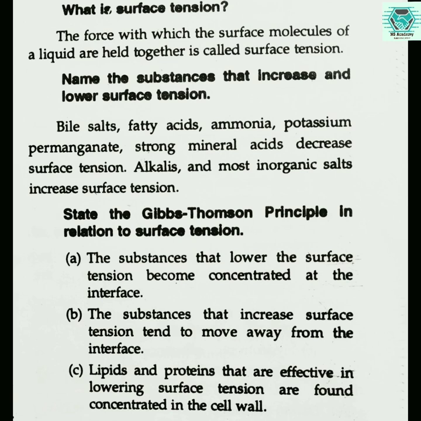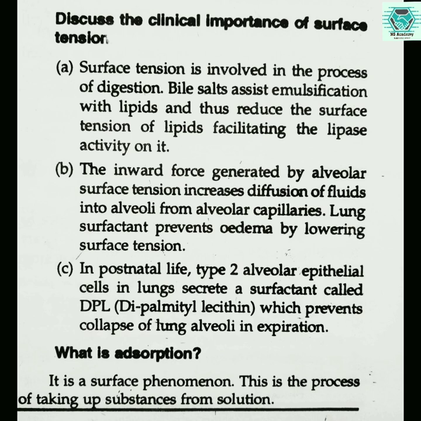The substances that lower the surface tension become concentrated at the interface. Discuss the clinical importance of surface tension. Surface tension is involved in the process of digestion, and bile salts use this criterion for the absorption of lipids. The inward force generated by alveolar surface tension increases diffusion of fluids into alveoli from alveolar capillaries. In postnatal life, type 2 alveolar epithelial cells in lungs secrete a surfactant called DPL, which prevents collapse of lung alveoli.